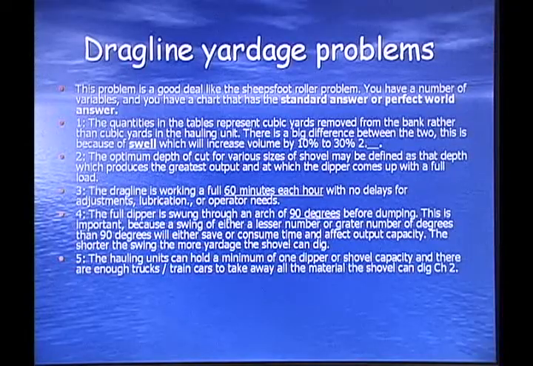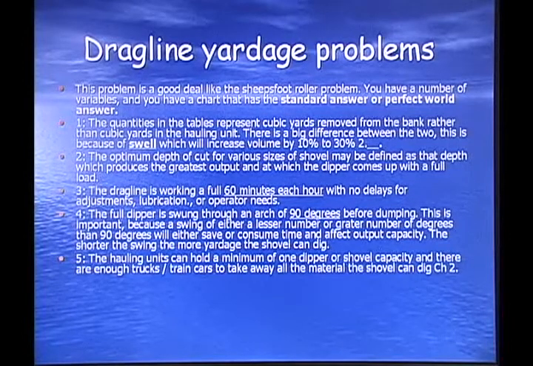Okay, the next problem is dragline yardage problems. This problem is a good deal like the sheepsfoot roller. You have a number of variables and you have a chart that has a standard answer or a perfect world answer. The quantities in the tables represent cubic yards moved from the bank rather than cubic yards in the hauling unit. There's a big difference between these two. This is because of swell, which will increase volume by 10% to 30%. That's out of Chapter 2 of Walker's.